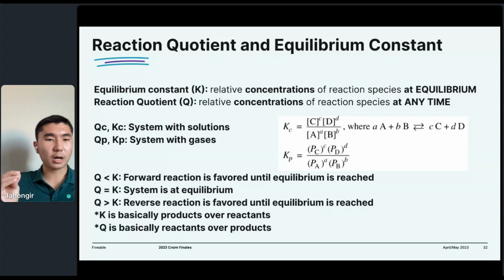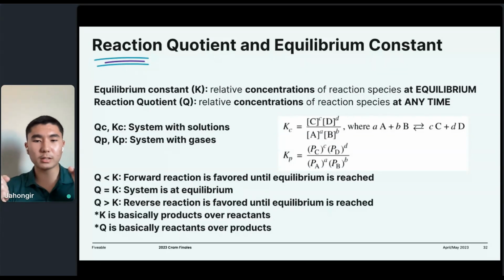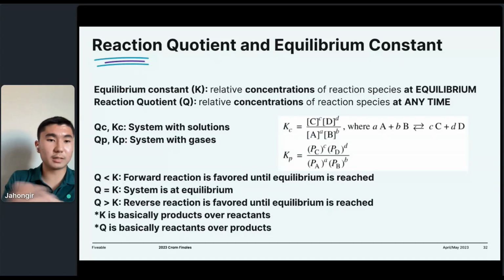So just think about it like this. If the equilibrium constant is bigger than our reaction quotient, then we're producing more products. And if our reaction quotient is bigger than our equilibrium constant, we're producing more reactants. So if Q is favored, more reactants. If K is favored, more products. So that's a pretty simple explanation for that.